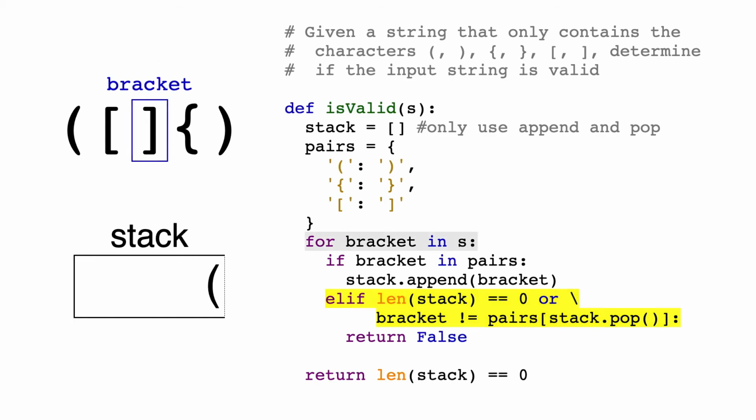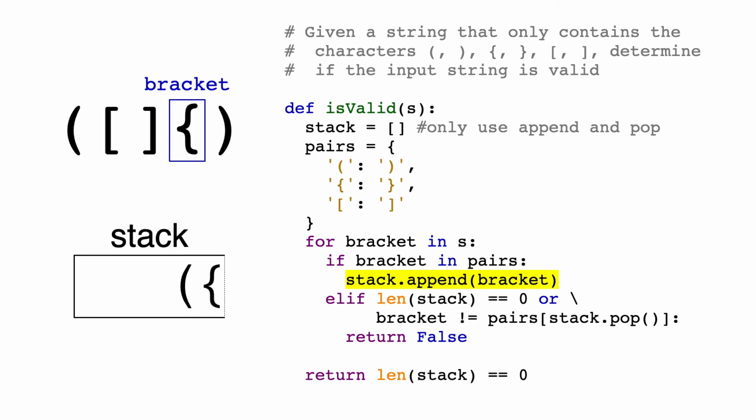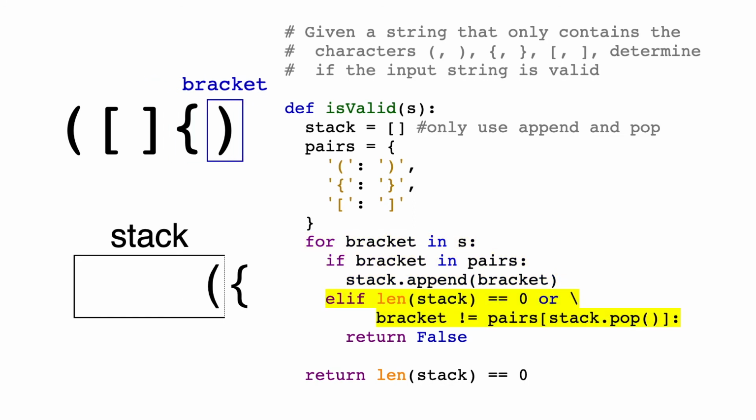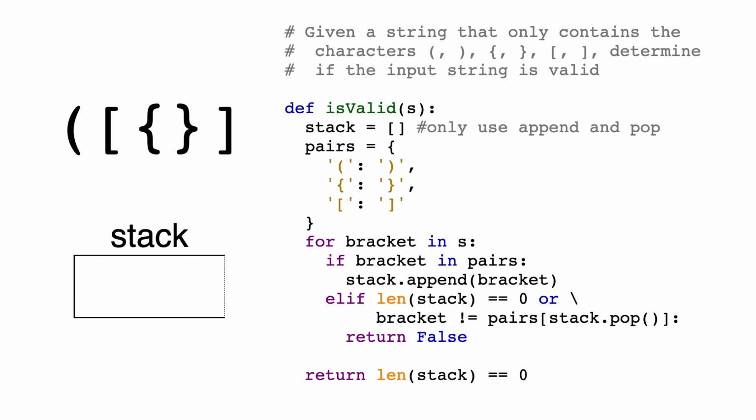So the next bracket is an opening curly bracket, so we'll just push it onto the stack. Next is a closing parentheses, so let's pop the curly bracket off the stack and find the corresponding closing bracket. Now we compare the two, and we find that they are not the same. That makes this statement true, and so since we have detected a mismatch, we can return false immediately. The string is invalid.